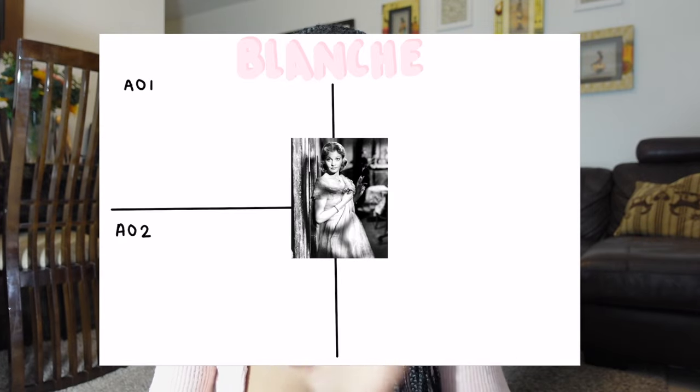I stuck her in the middle and then I just created a bubble around her, and then from there I created 4 different sections, and the 4 different sections were the 4 different assessment objectives that I have to incorporate in the essay. Now you will not always need 4. For this exam where I was talking about Blanche, I didn't need 4, so I'll just make 3 sections.